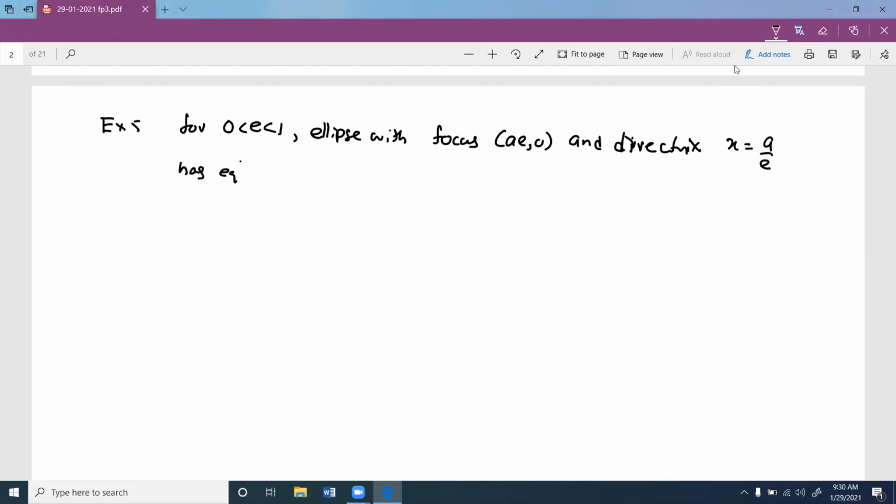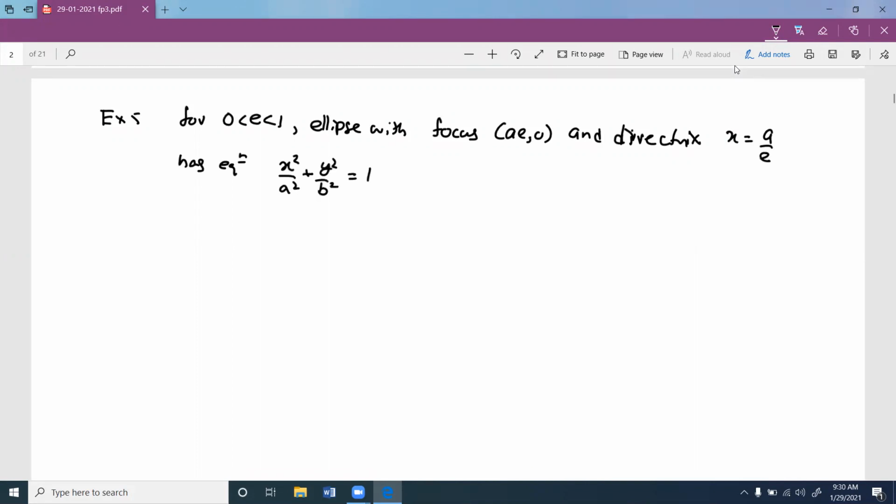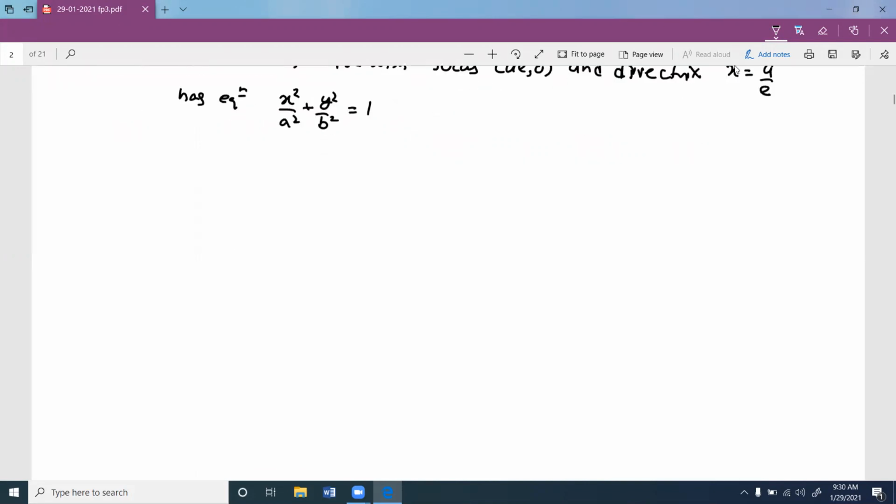The ellipse has the equation x squared over a squared plus y squared over b squared equals 1. We need to show this. Now let's go ahead with this. According to this one, this is the way.